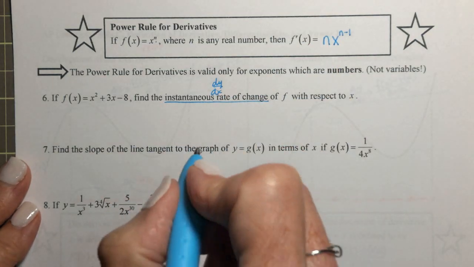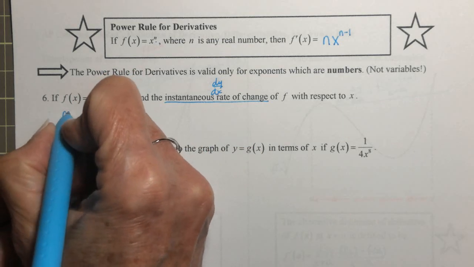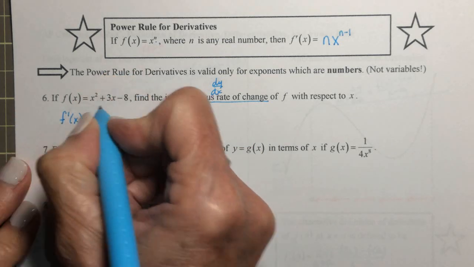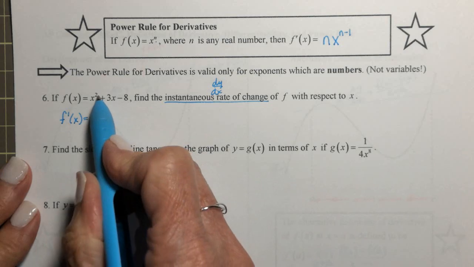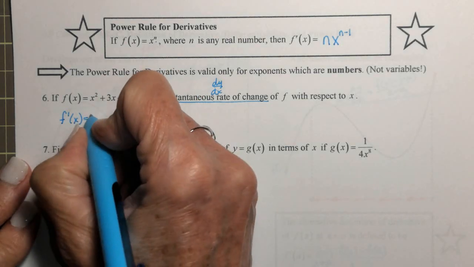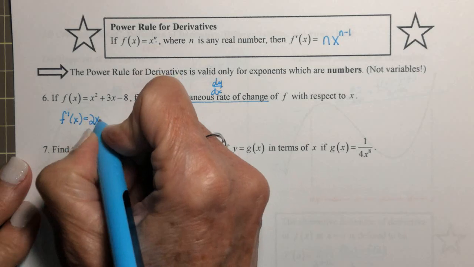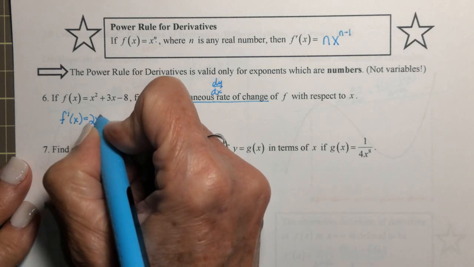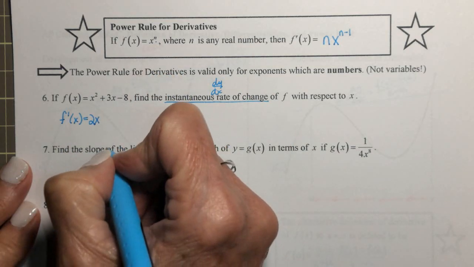Instantaneous rate of change of f. So, I'm going to use my notation f prime. Little power rule here. 2 times the front. Keep your x, decrease your power by 1. It would be a 1 power. I'm not going to write a 1 as a power.